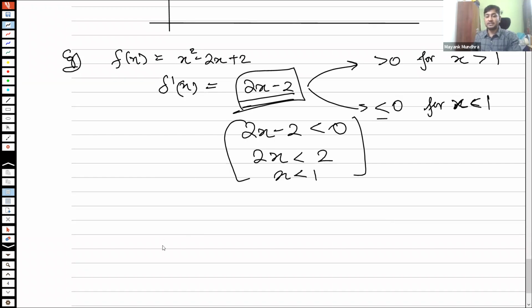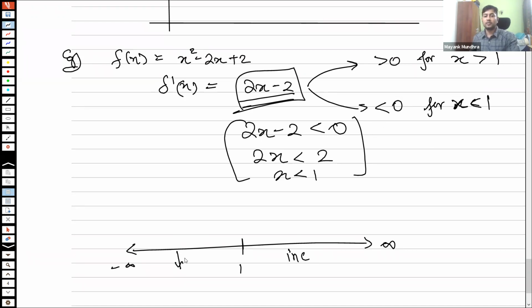So basically this function on the real number line to the right of 1 is going to be increasing, and to the left of 1 it's going to be decreasing. Okay, so it's going to be an increasing function to the right of 1, and it's going to be decreasing to the left of 1.